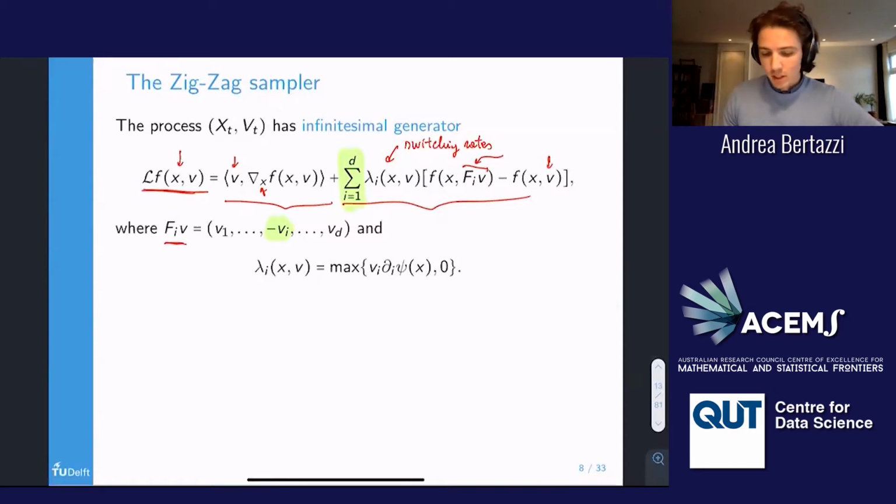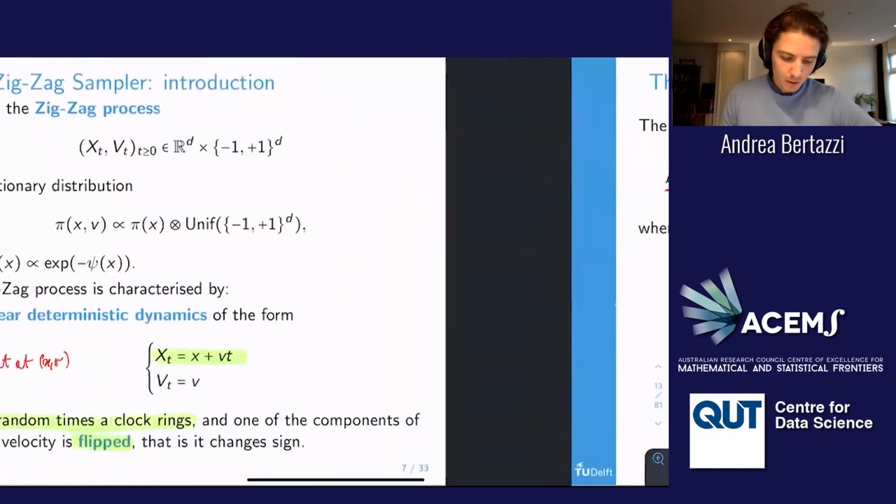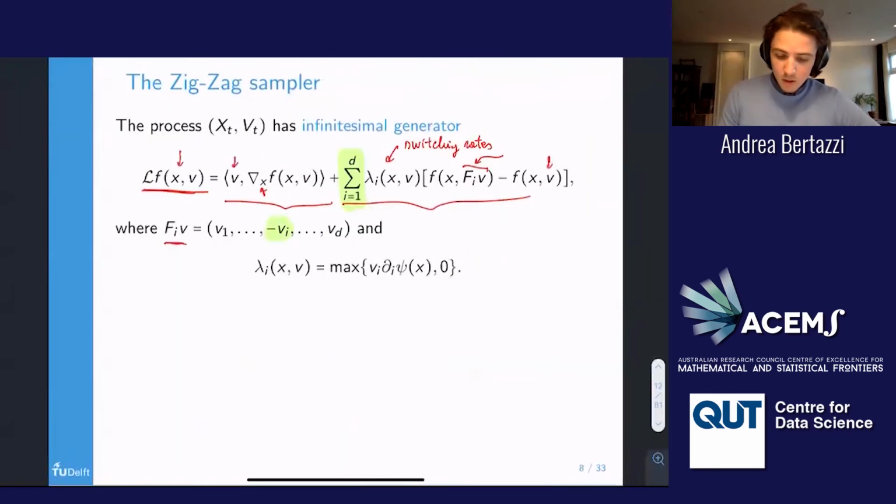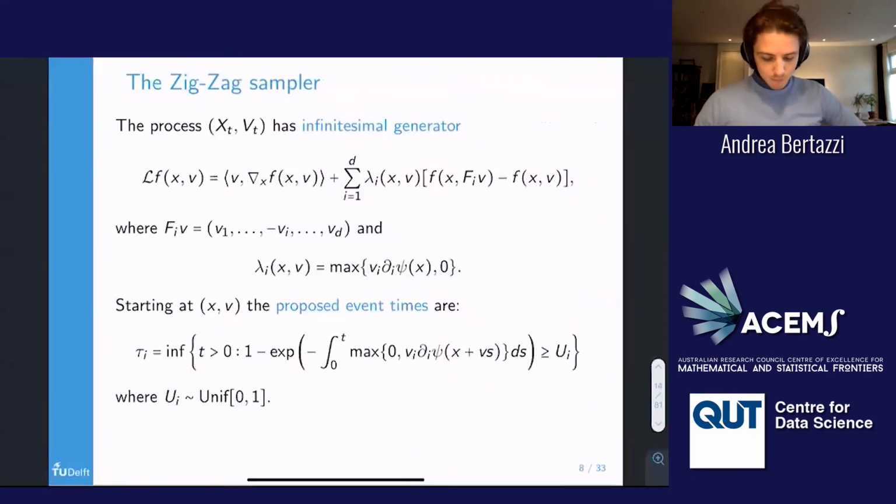And if we want the stationary distribution that we've seen earlier, then it is sufficient that we take these switching rates. Here, basically, we have the maximum between 0 and v_i times the ith partial derivative of psi, where psi was the potential. If we take this choice, then that will be our invariant measure. And this is what we want, right? Because in the long time limit, we will have a sample from pi.